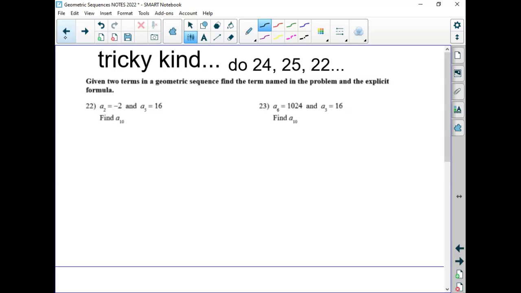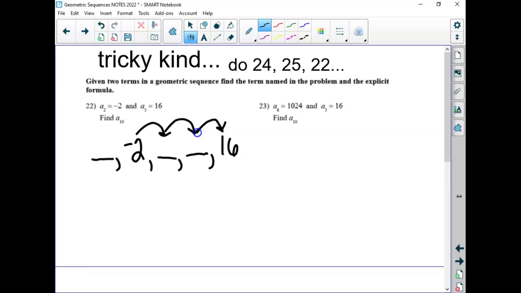All right, now we're going to go back and try 22. On number 22, they told us we don't know term one. We know term two. We don't know three or four, but we know term five. How can we figure this out? Negative two was multiplied by what? Yeah, R three times to get to 16. When we divide, we get R cubed is negative 8. Can you cube root a negative number? The answer is yes, right? Because it's a cube root, not a square root. You can. So you can do negative 2 to the 1/3 power, or you can do cubed root.